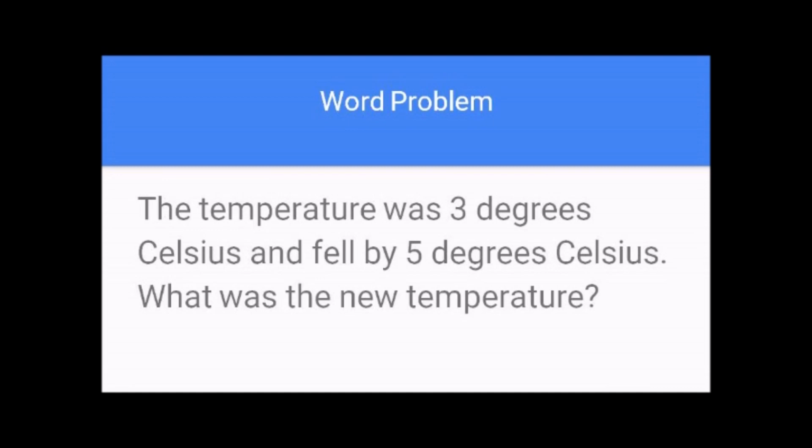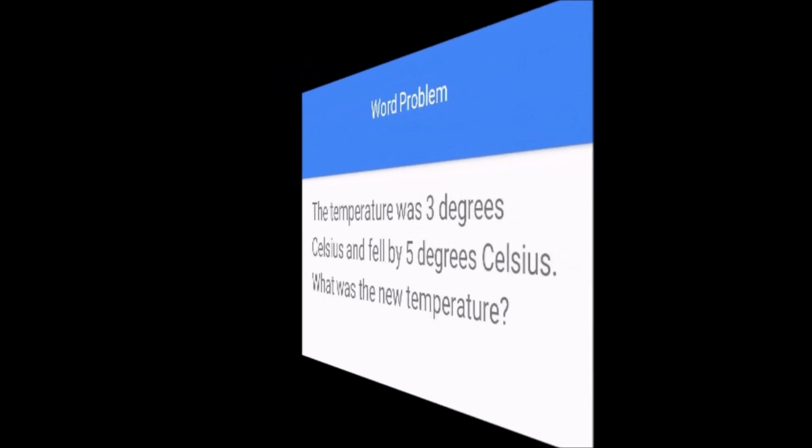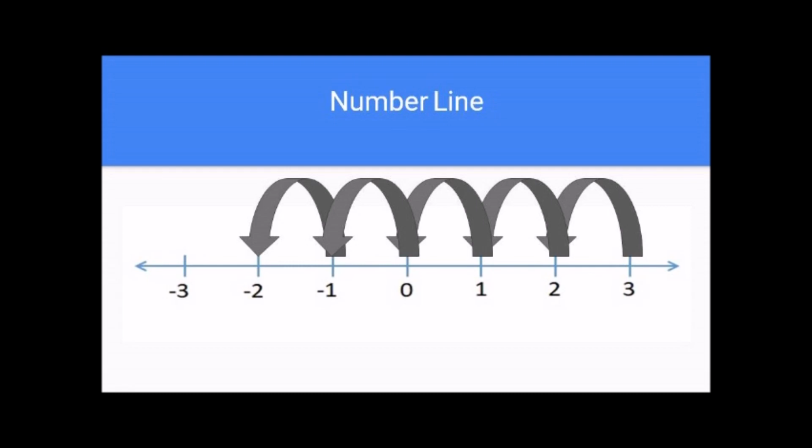Word problem. The temperature was 3 degrees Celsius and fell by 5 degrees Celsius. What was the new temperature? Let's work it on a number line. You have to be familiar with the number line. So if the temperature was 3 degrees, we go to positive 3, and we will make 5 steps to the left. Why? It said the temperature fell by 5 degrees. So from 3, you go to 2, 1, 0, negative 1, negative 2. That's 5 steps to the left because it's negative 5.